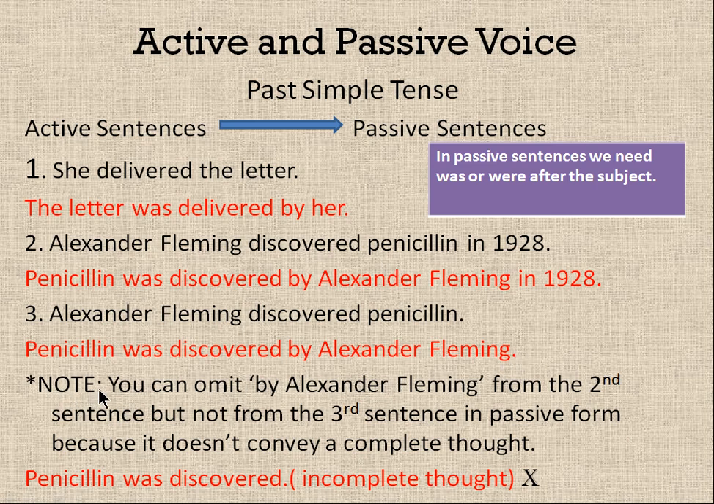You should note it down. You can omit by Alexander Fleming from sentence number 2. For example, from this sentence, we can remove by Alexander Fleming because penicillin was discovered in 1928. So that's quite logical. It can give you a complete meaning. But if we say penicillin was discovered, it is an incomplete thought, which is incorrect.